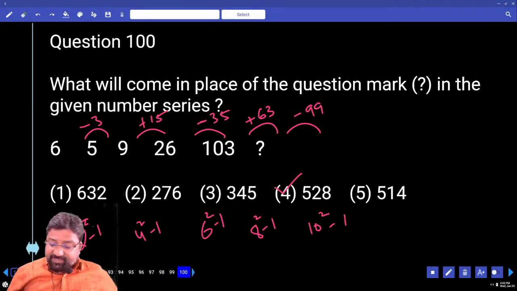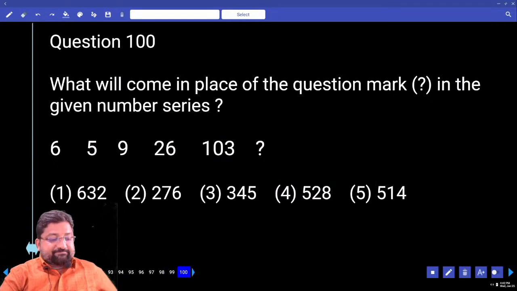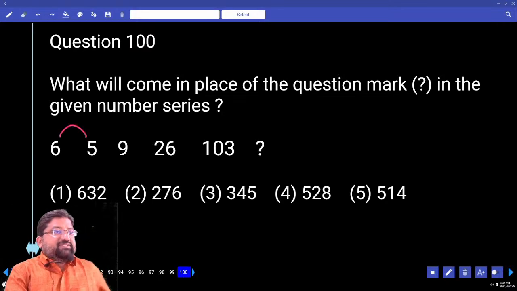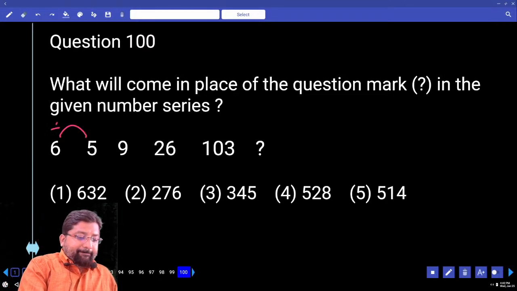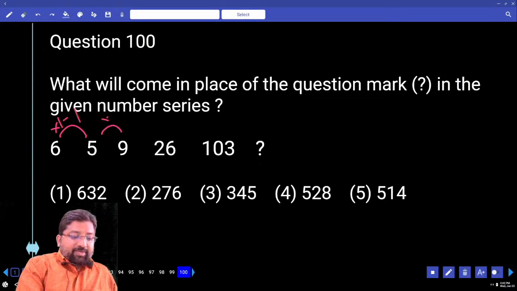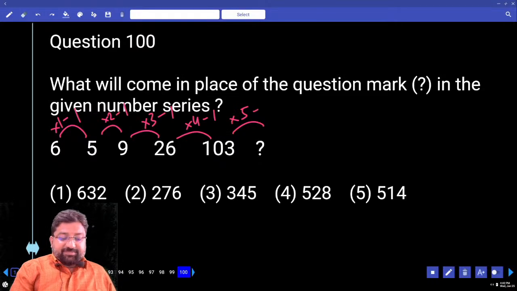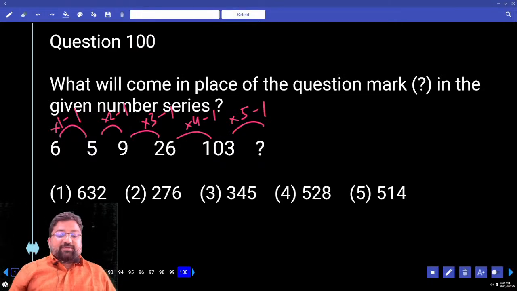The last question for the day: increasing, decreasing, sudden decrease and then increase. And you know what you will do? Whenever there is minus 1, it is not just minus 1, it is into 1 minus 1. Into 2 minus 1. Into 3 minus 1. Into 4 minus 1. Into 5 minus 1. 103 into 5 is 515. Minus 1 is 514. Is this clear?